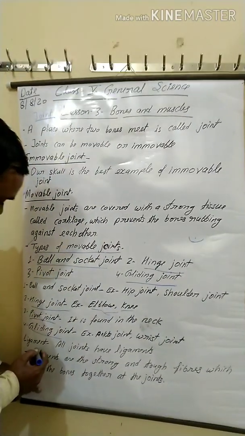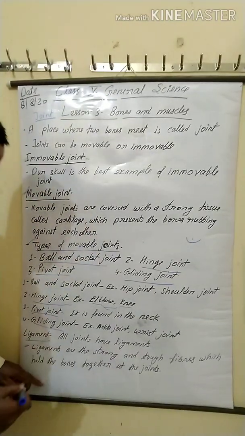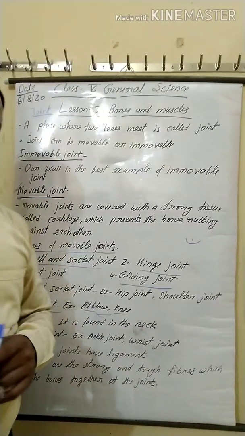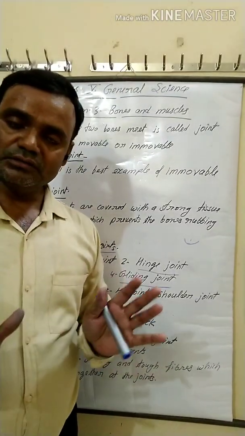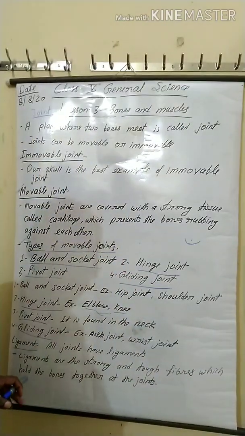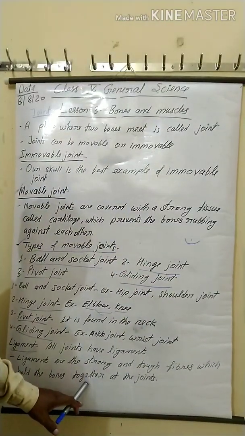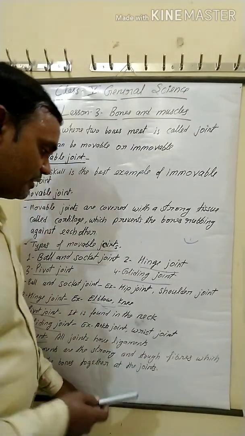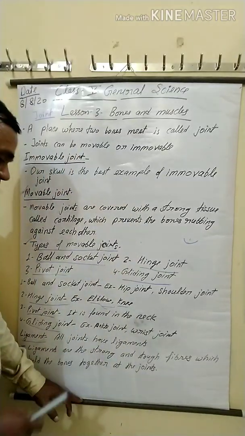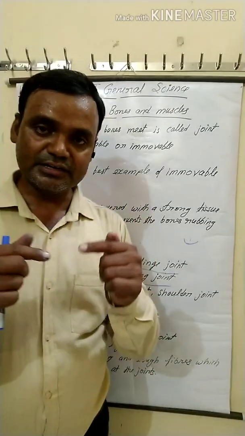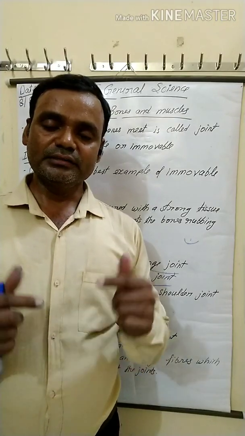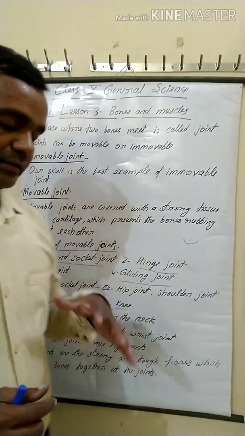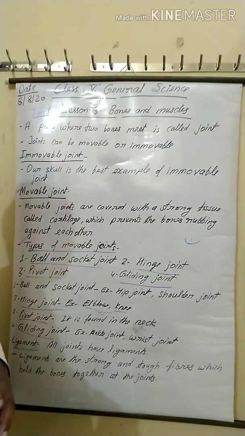Now the next topic is ligament. What is a ligament? All joints have ligaments. Ligaments are strong, tough fibers which hold bones together at the joints. They connect two bones and hold them together, and these are called ligaments.